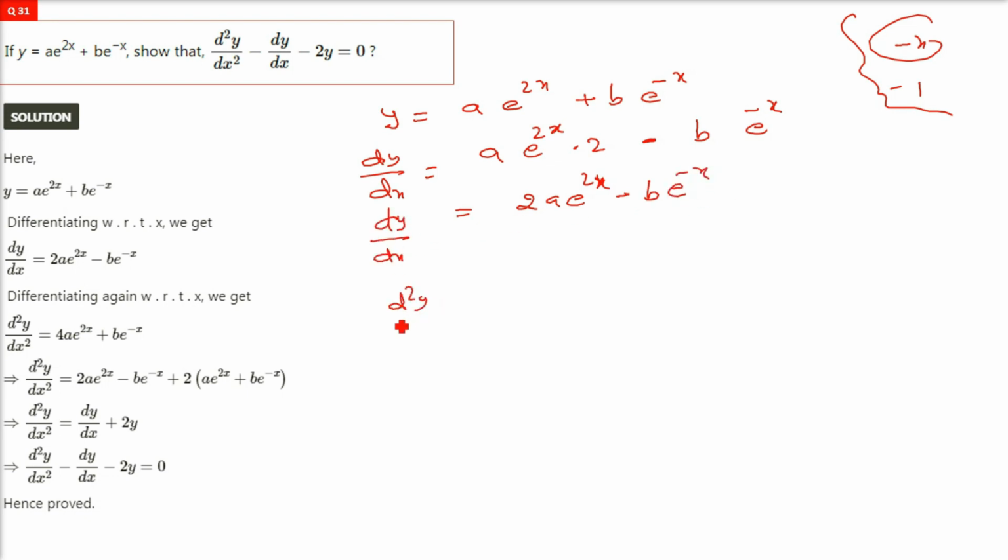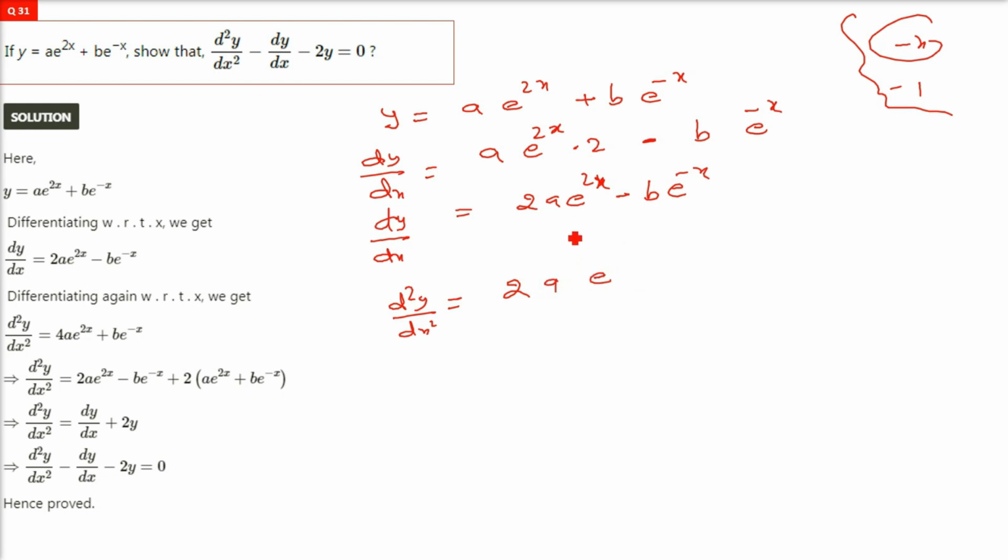So d2y by dx2, let us do it normally. So 2a e raised to 2x, 2a is a constant, e raised to 2x will be e raised to 2x, and there will be 2 also. So the first term will be 4a e raised 2x. There is no tip till here. You just have to differentiate in a normal way, d2y by dx2.